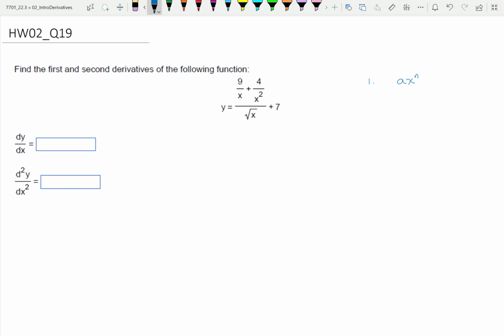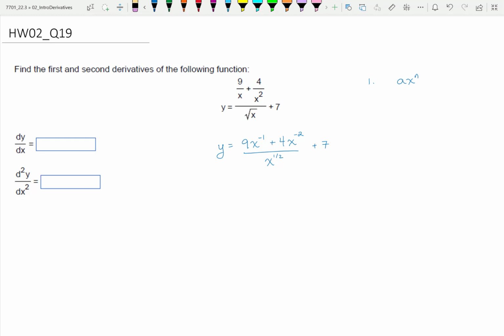So looking at this, I have y is equal to, now in the numerator I have 9 over x. I can rewrite that as 9x to the power of negative 1. Plus 4 over x squared. I can rewrite that as 4x to the power of negative 2. In the denominator, I have the root of x, the square root or the second root. So for the root, I'm going to write x to the power of half. And then I have plus 7. So that's my first step.